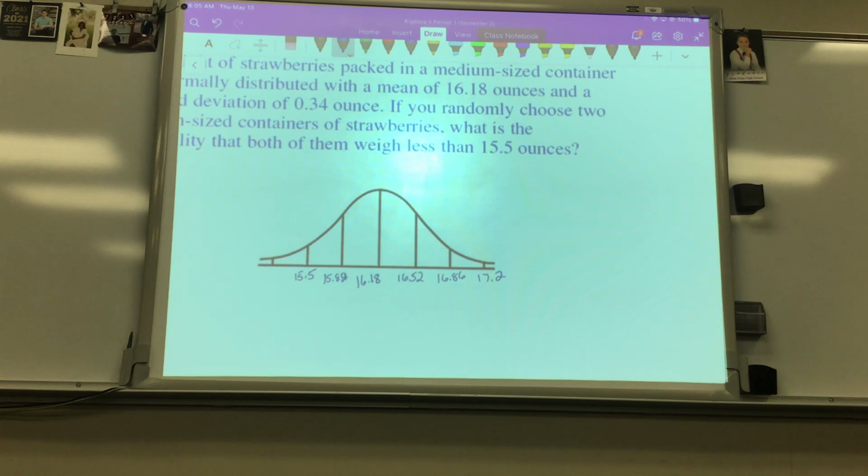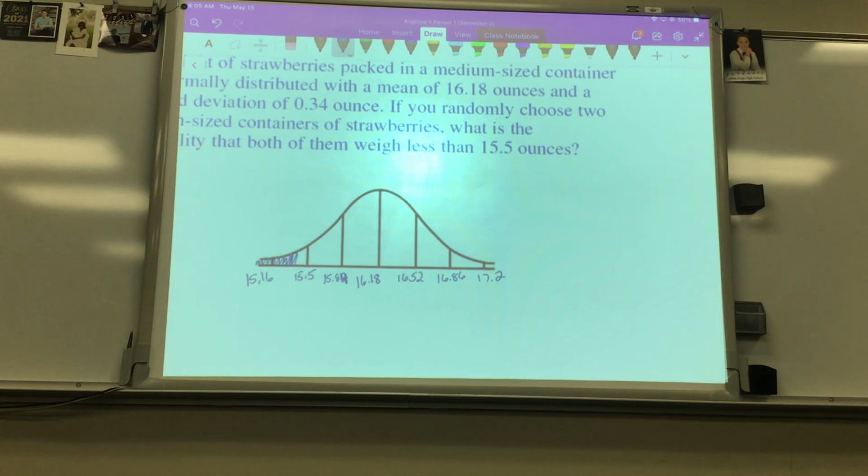So this should be 15.84 here. Okay, and then finally what? 15.16. Okay, so then we're looking for both of them to weigh less than 15.5. So what area of the curve will I shade? Left or right of 15.5? It's less than. Left.